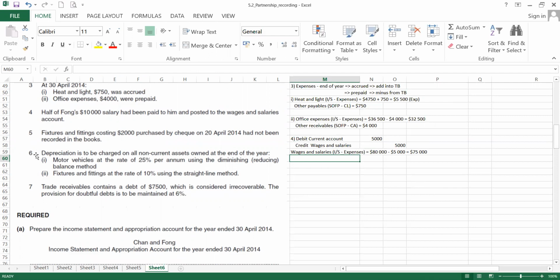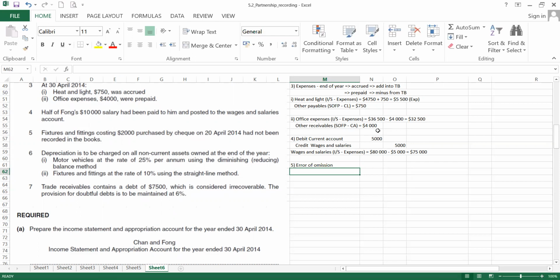Next is number 6, depreciation. Okay, sorry, number 5. Number 5, fixture and fitting cost 2,000, purchased by cheque. The moment it is by cheque, that means it's the bank account, and posted on the 20th April has not been recorded. That means this is an error of omission.